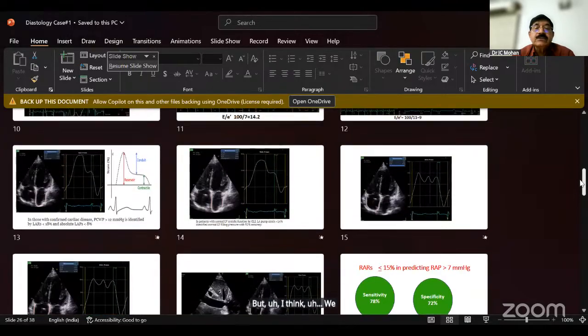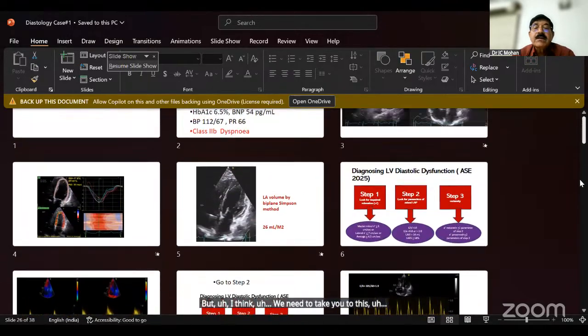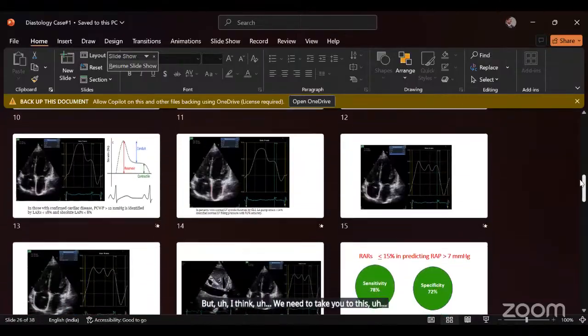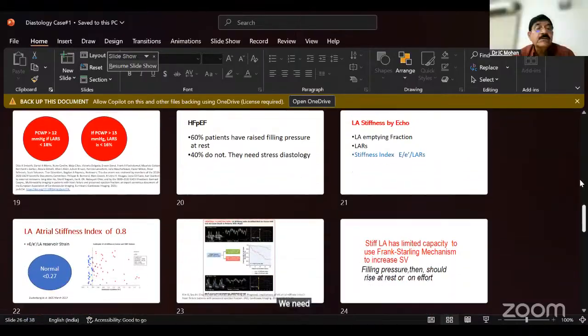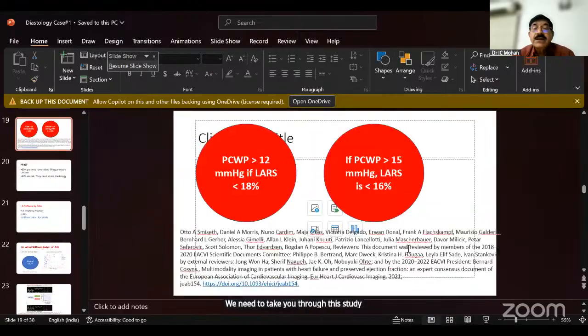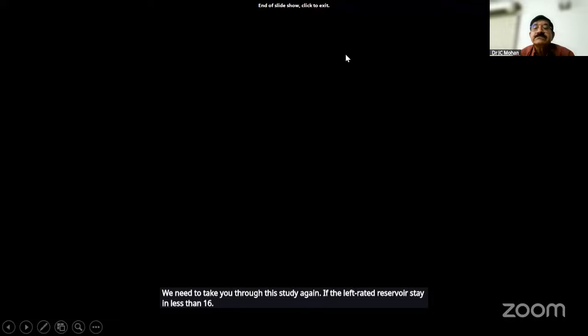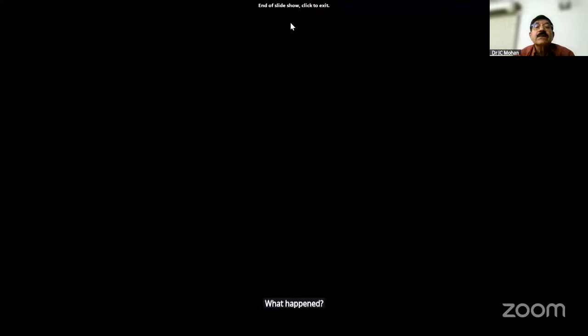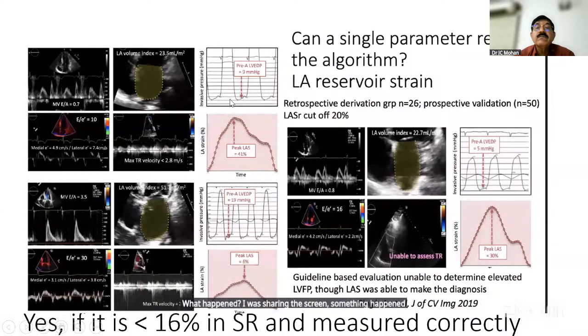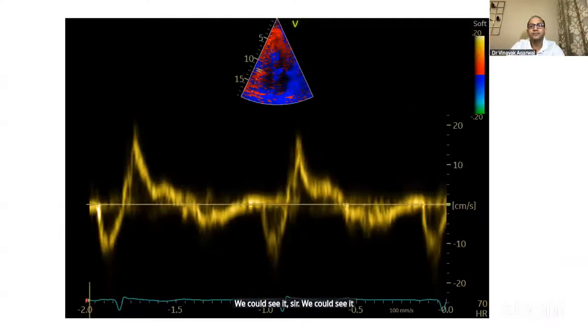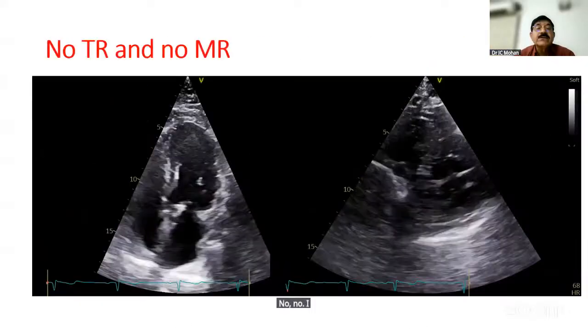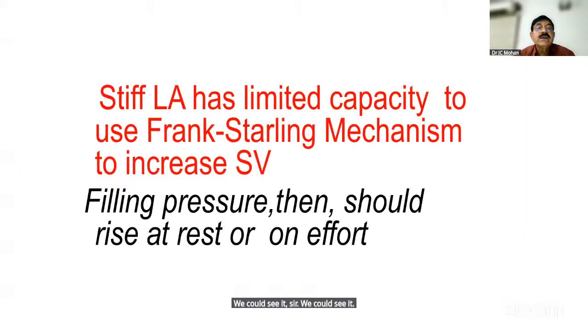But I think we need to take you through this study again. If the left atrial reservoir strain is less than 16, what happened? I was sharing the screen. Something happened, right? No, we could see it, sir. I will go back. Actually, I just wanted to show this.